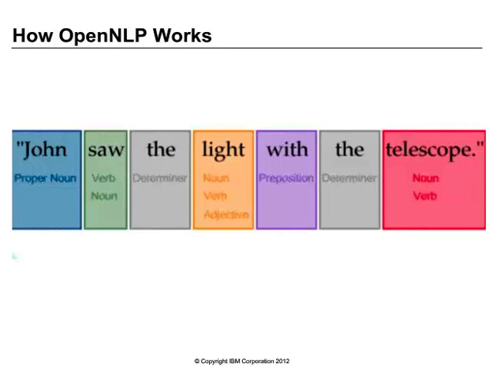When a sentence is received, each word is broken into parts and categorized. In this example, you can see that words are identified, like John was identified as a proper noun. But there are other words that can be classified in more than one way, like the word saw. It can be a verb or can be a noun, or the word light, which can be a noun, a verb, or an adjective. So how does OpenNLP process this?